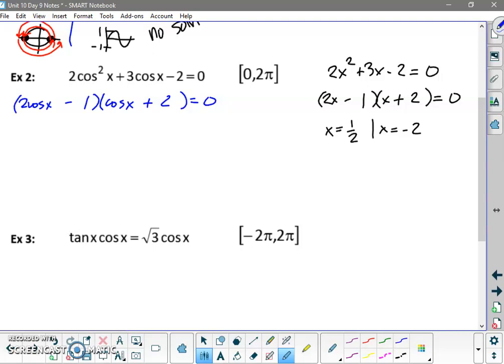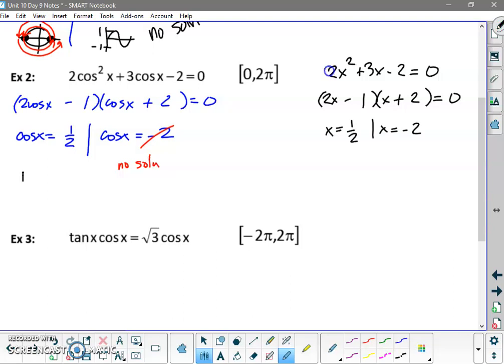So again, you can check with FOIL. I get 2 cosine squared to start. Then I get plus 4 cosine minus 1 cosine minus 2. So you combine those like terms, and yes, we get the above equation. So now what this says is cosine x equals a positive 1/2, or cosine x equals negative 2. Well, remember what we just discussed. Cosine x can't be below a negative 1, so from this particular equation, there's no solution.